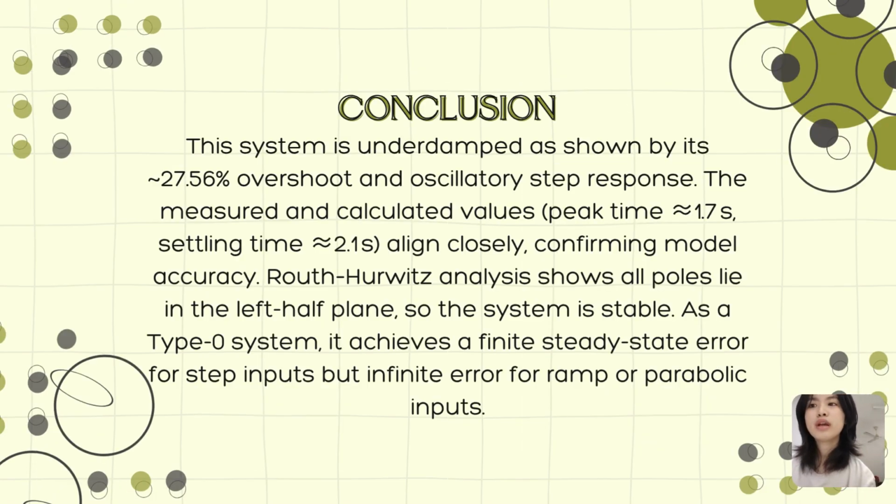The conclusion: this system is underdamped, as shown by its 27.56% overshoot and oscillatory step response. The measured and calculated values, peak time 1.7 seconds and settling time 2.1 seconds, align closely, confirming model accuracy. Routh-Hurwitz analysis shows all poles lie in the left half plane, so the system is stable. As a type 0 system, it achieves a finite steady state error for step inputs, but infinite error for ramp or parabolic inputs.